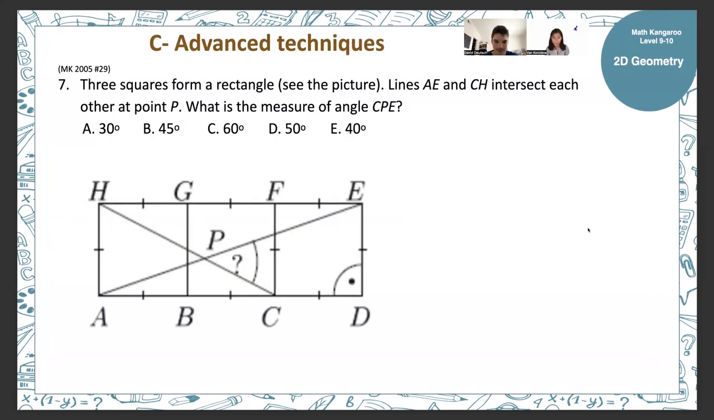Okay, so let's go for this question. Three squares form a rectangle. See the picture here, right? All three squares. Lines AE intersect with CH at point P. What is the measure of angle CPE? This one. So we have time. We give you some quiet time, maybe 2 minutes, for you to think about it.